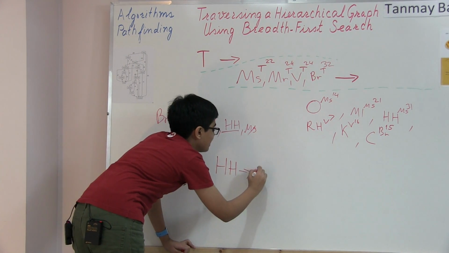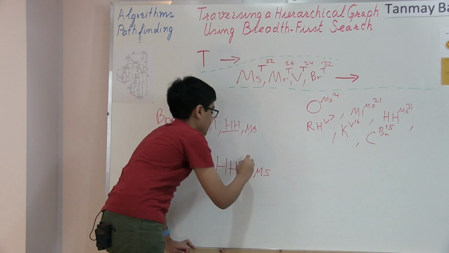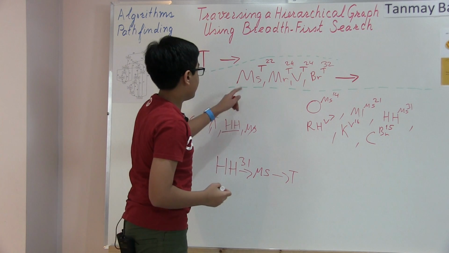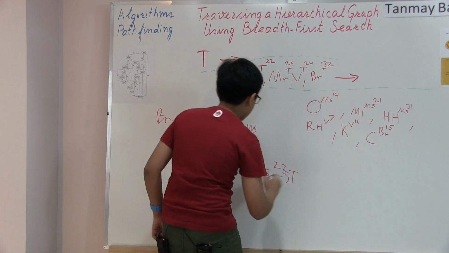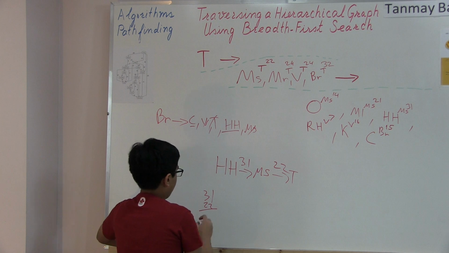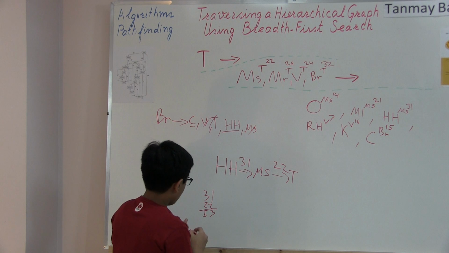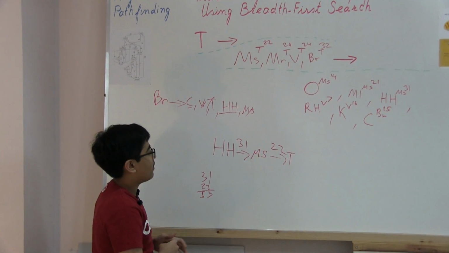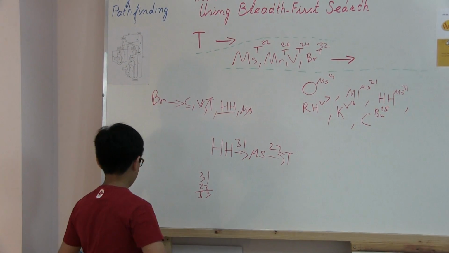to Mississauga, which is a 31-kilometer distance, and from Mississauga to Toronto, and that is a 22-kilometer distance. If we were to add those up, 31, 22, we've got 53 kilometers again. So Halton Hills is currently 53 kilometers away from Toronto through Mississauga.